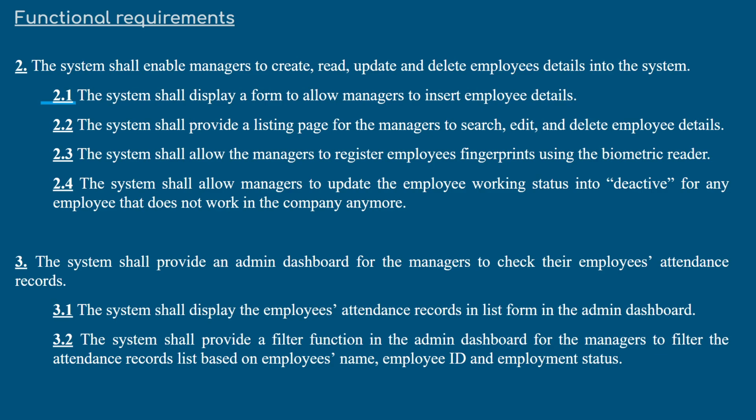So the next one, third, is the system shall provide an admin dashboard for managers to check their employees' attendance records. So the first constraint is the system shall display the employees' attendance record in list form in the admin dashboard. Okay. And next is the system shall provide a filter function in the admin dashboard for the manager to filter the attendance records based on the employee's name, employee ID, and employee employment status.